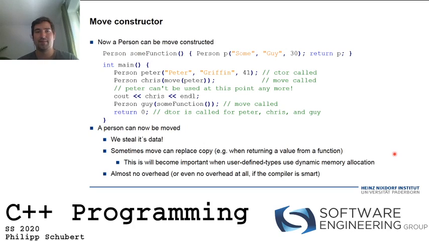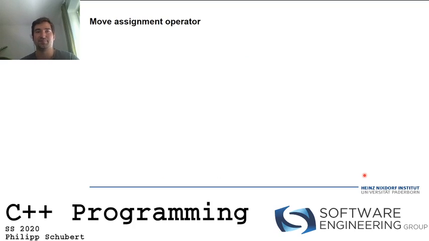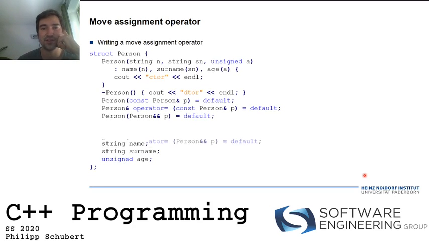The move constructor often has less overhead than calling the copy constructor. Sometimes it does not even have any overhead. If the compiler is smart enough to perform some optimizations, then you get a move pretty much for free, almost for free. And you also have a move assignment version of that using the assignment operator as shown here.